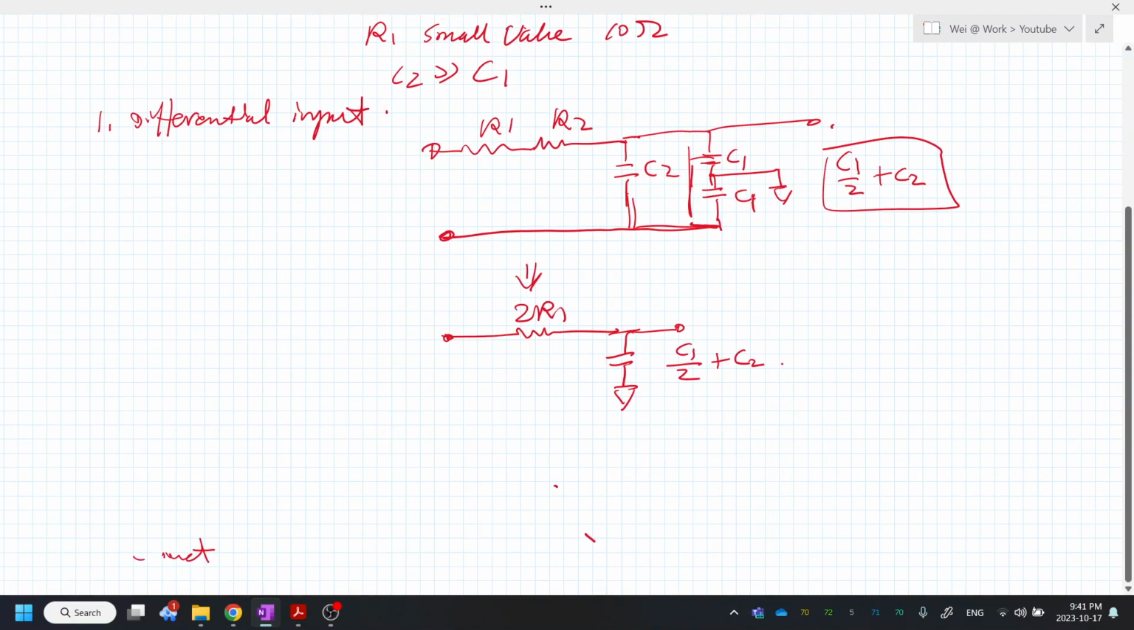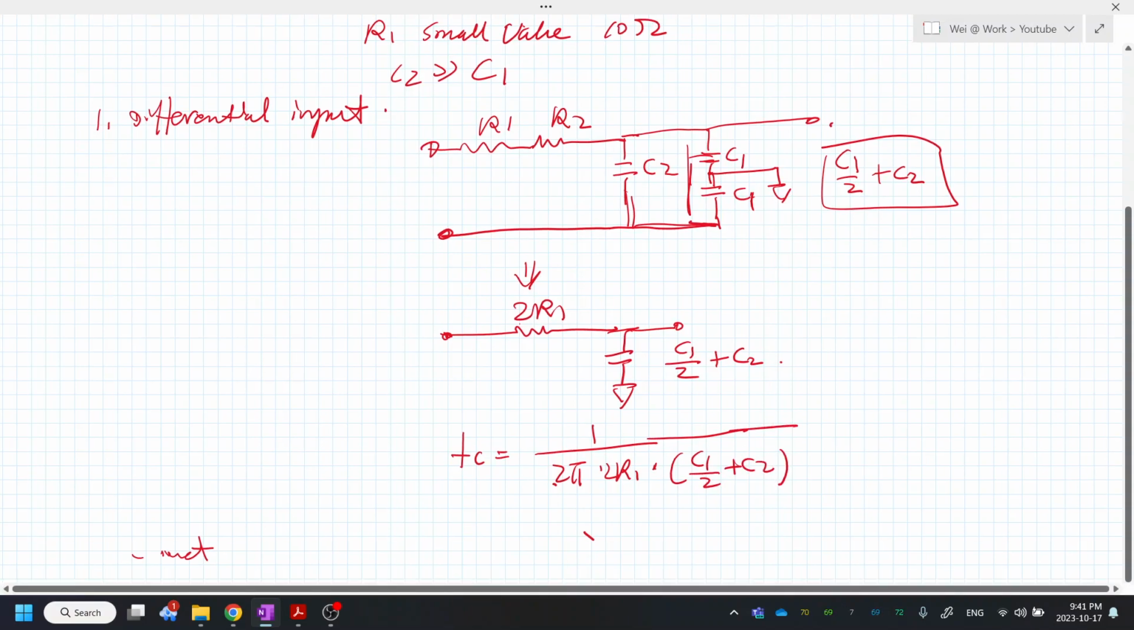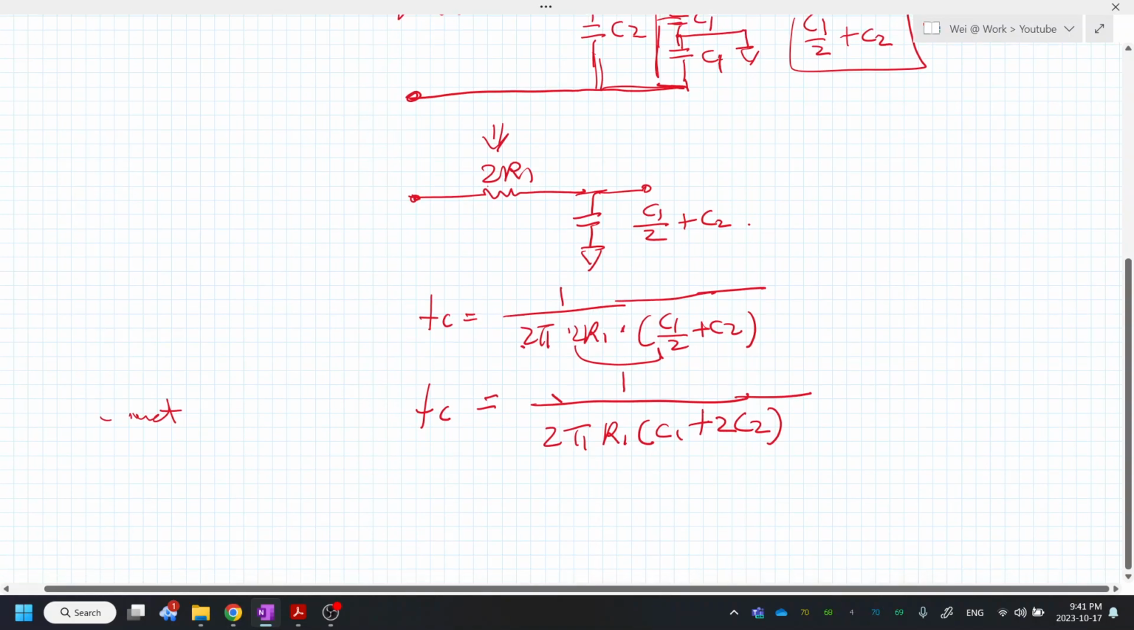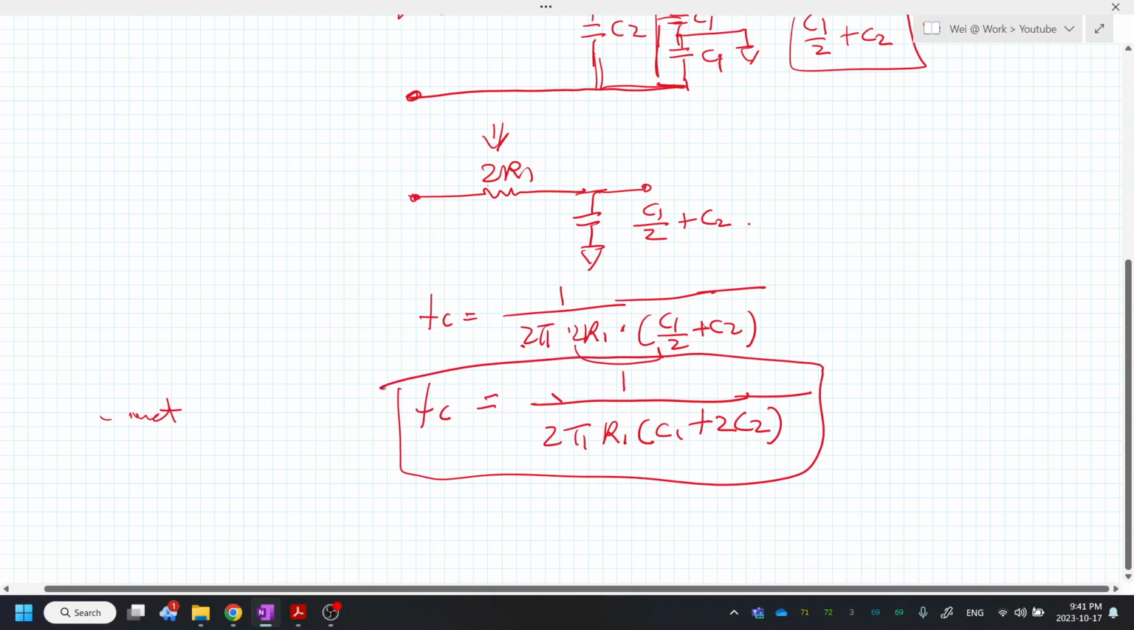Okay, this now turns into a very simple RC filter. The cutoff frequency FC is 1 over 2 pi times 2R1 times C1 divided by 2 plus C2. It further simplifies: FC equals 1 over 2 pi R1 times 2 into the bracket, we get C1 plus 2C2. So this is the cutoff frequency for the differential input signals.